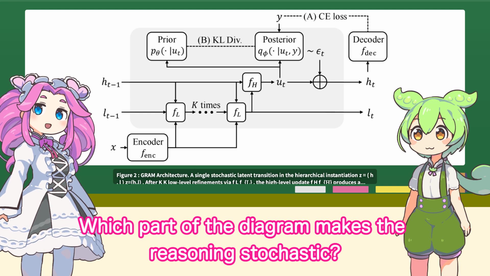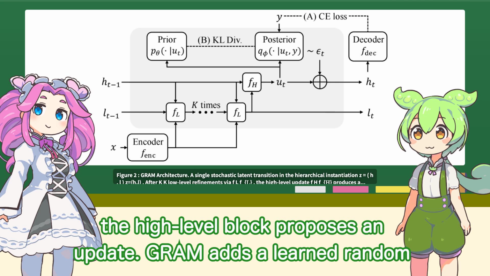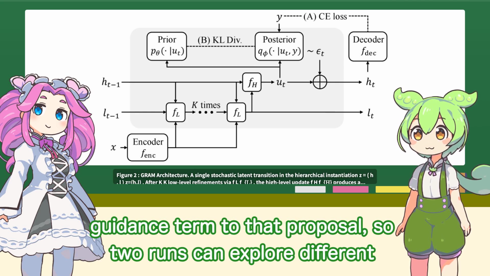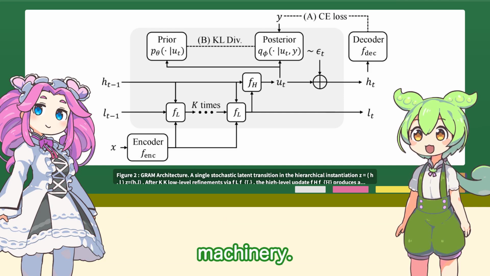Which part of the diagram makes the reasoning stochastic? First, the low-level block repeatedly refines detailed computation. Then the high-level block proposes an update. GRAM adds a learned random guidance term to that proposal, so two runs can explore different high-level directions while still using the same deterministic refinement machinery.